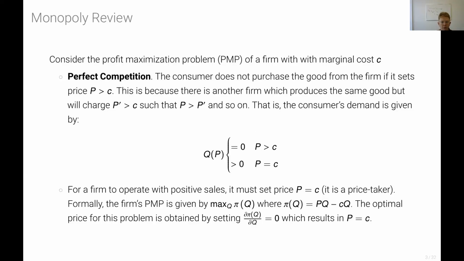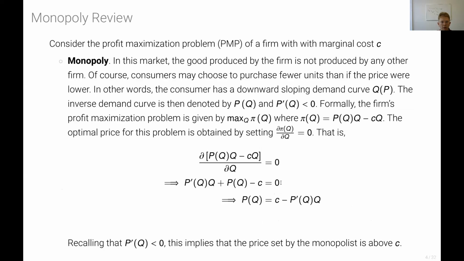Okay. So now let's move on and consider the case of a monopolist. Here, the good produced by the firm is not produced by any other firm. And so we're not going to think that there are other firms which are going to come in and bid down the price. Of course, now that there's one firm here, consumers may choose to purchase fewer units than if the price were lower. So we're going to think that the consumer has a classic standard downward sloping demand curve, Q of P. And that's going to look exactly as you usually draw a demand curve in an Econ 101 setting.